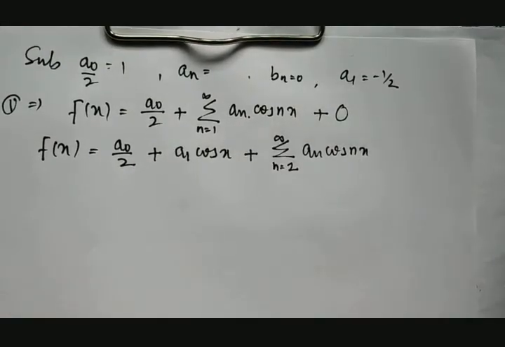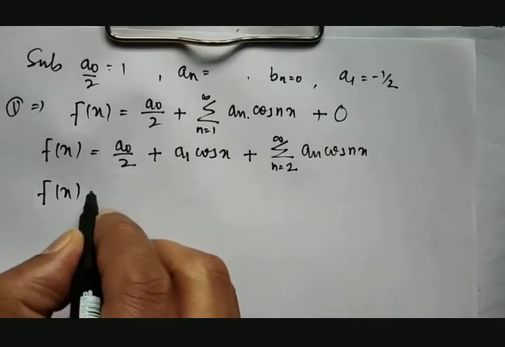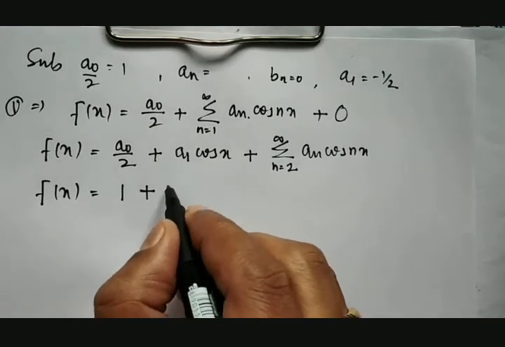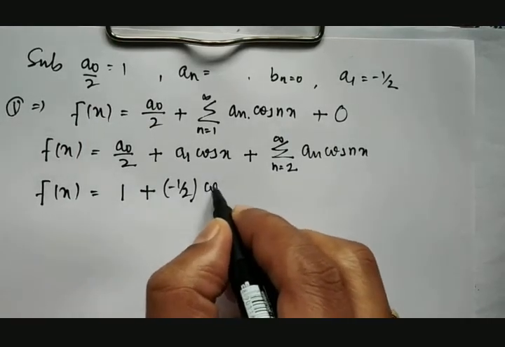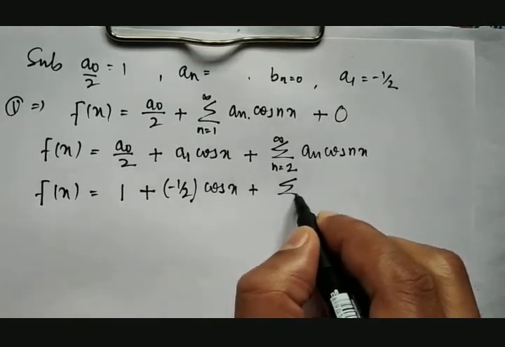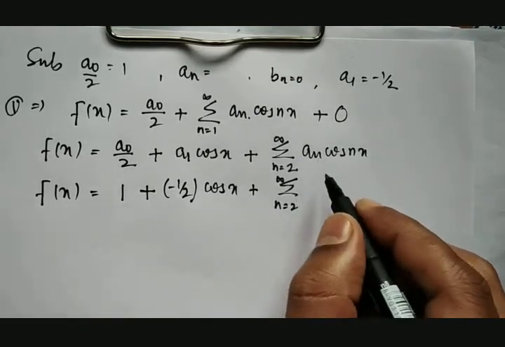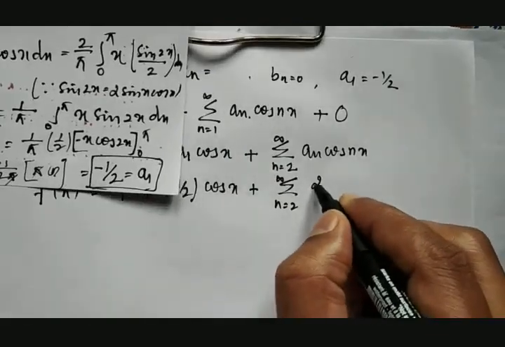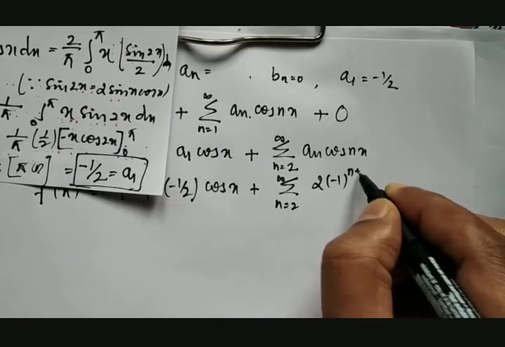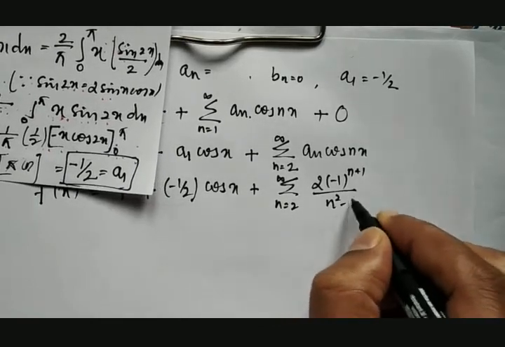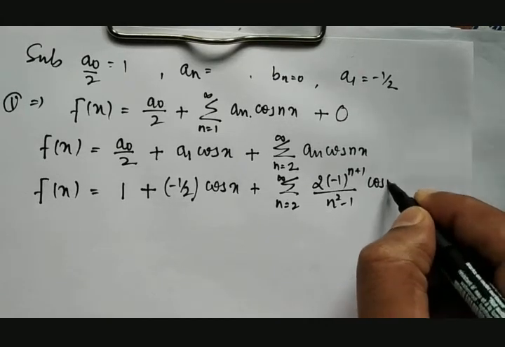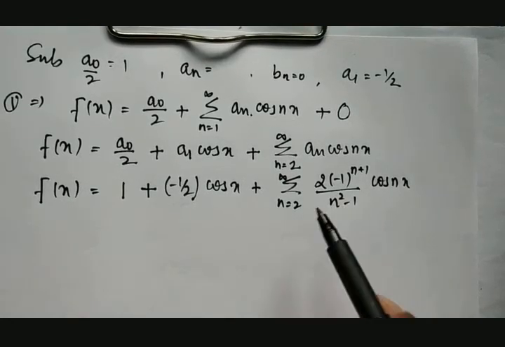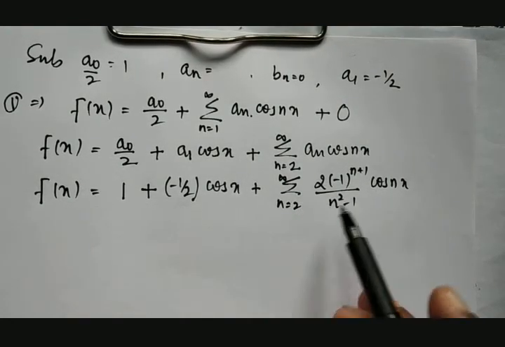Okay, therefore f of x is equal to a0 by 2 is equal to 1 plus a1 is minus 1 by 2 into cos x plus summation from n equal to 2 to infinity of an, where an is equal to 2 into minus 1 raised to n plus 1 divided by n square minus 1 into cos nx. With that condition, n should not be equal to 1. But in this case, you can see n is not equal to 1. N is from 2. Okay.